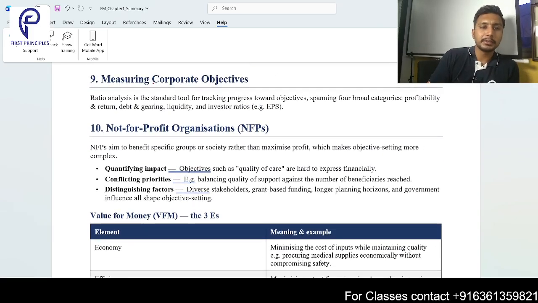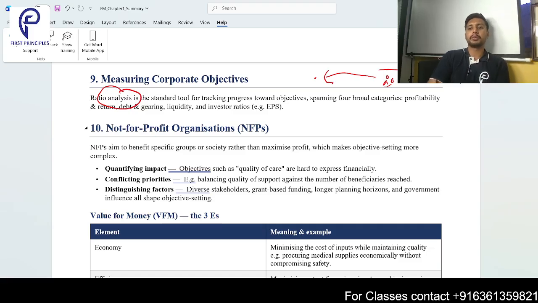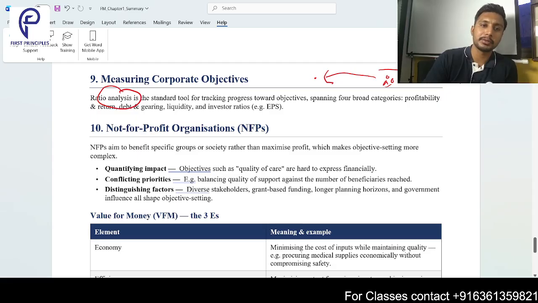Okay. Along with that, ratio analysis is something that is very useful in tracking the objectives. You set a goal and your team is moving towards that goal. So in moving towards that goal, a very big benefit is of the ratios. It helps us to measure the progress.